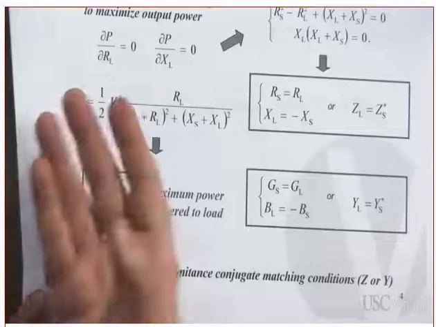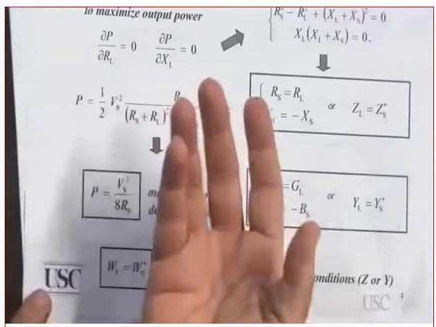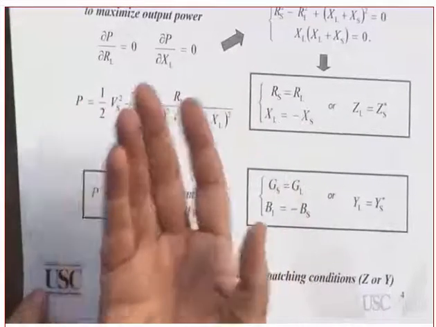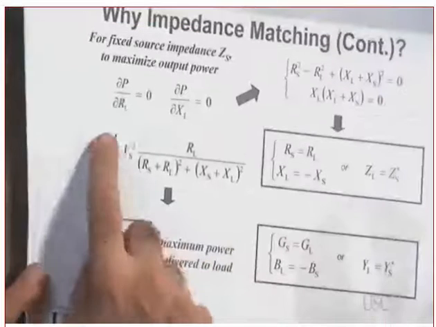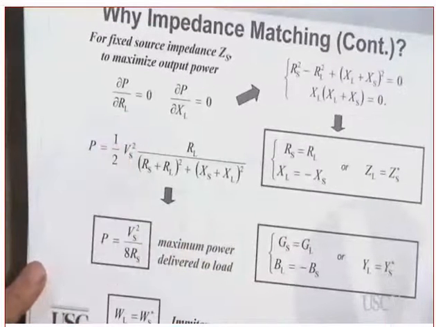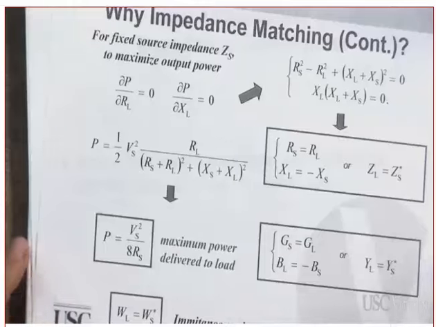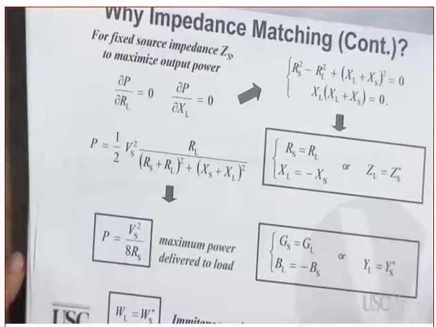What does taking the partial derivative here mean? Taking the partial derivative is that if you do have two unknowns and you want to optimize with respect to these two unknowns, when you take the partial derivative, for example, with respect to RL, you keep XL fixed. Did you get my point or not? We equate it to 0.